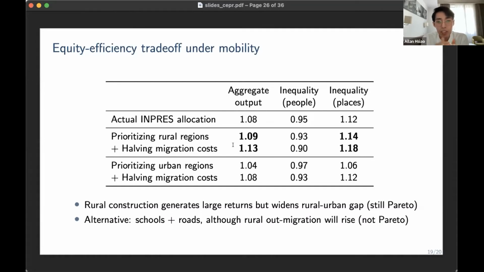But let's take seriously this complementarity between education and migration. If there is really strong complementarity, then maybe the policymaker should also think about schools in addition to building roads, lowering education and migration costs at once. That's going to generate massive aggregate output gains, but inequality is going to go up a lot. Once you build roads, people are going to leave truly rural regions. Outmigration is going to go up, and those rural regions are going to be meaningfully worse off. So this is no longer a Pareto gain.